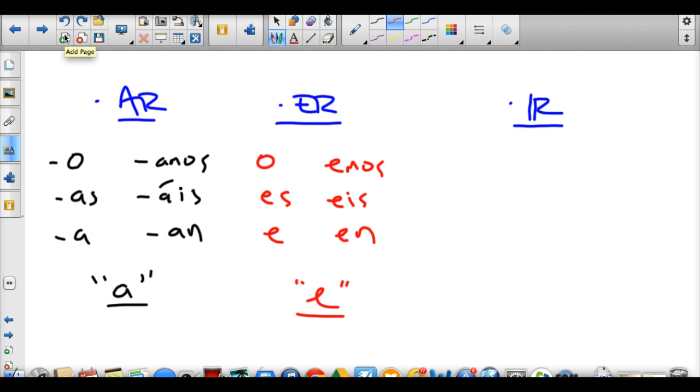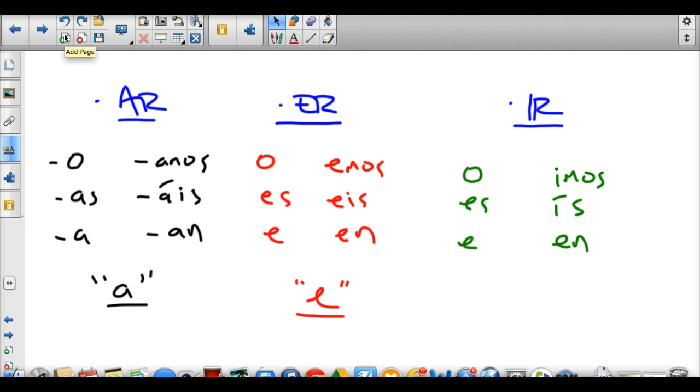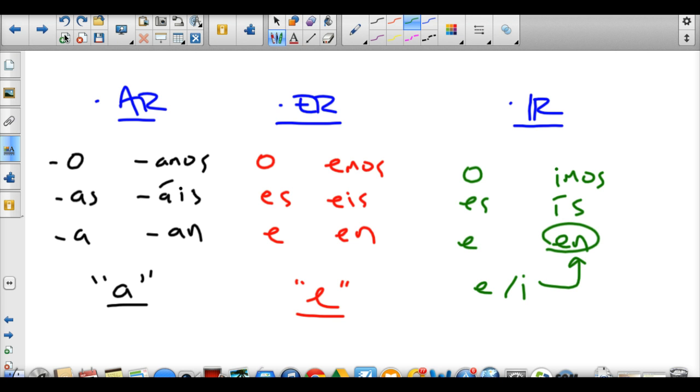And finally, the IR verb, this one's a little bit different. It's kind of hard to explain. I mean, it's O, es, a, imos, is, en. So it's kind of like in this one, I guess you'd have to say that you have really an E and an I element in it, but the I stuff only comes up in the plural form, not in this particular form here, which is just an en. How do you learn these? It's strict memorization. It's really just memorizing the forms and then being able to apply them.